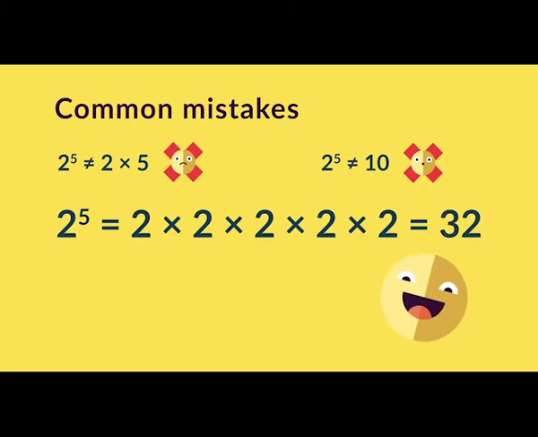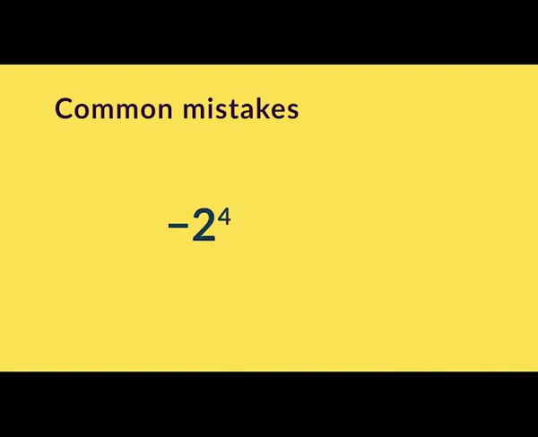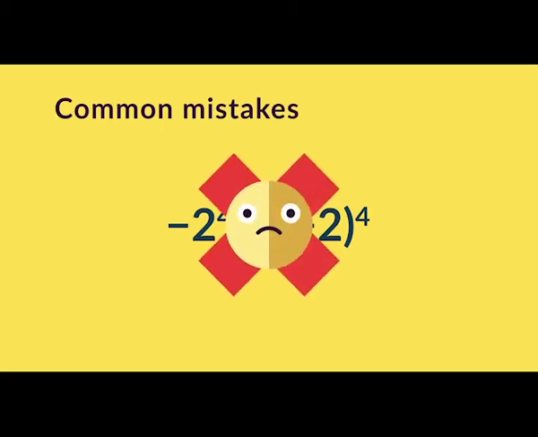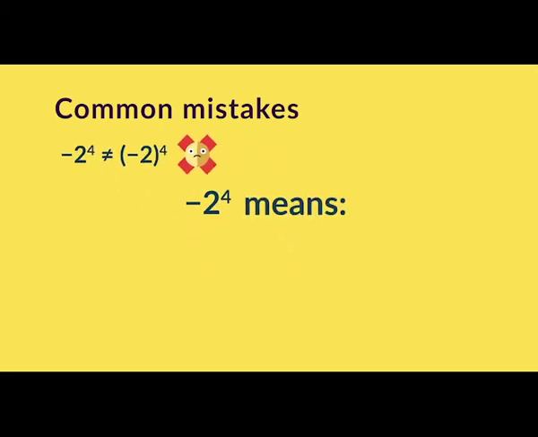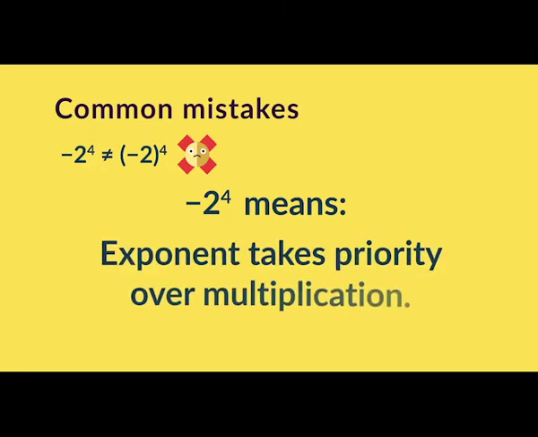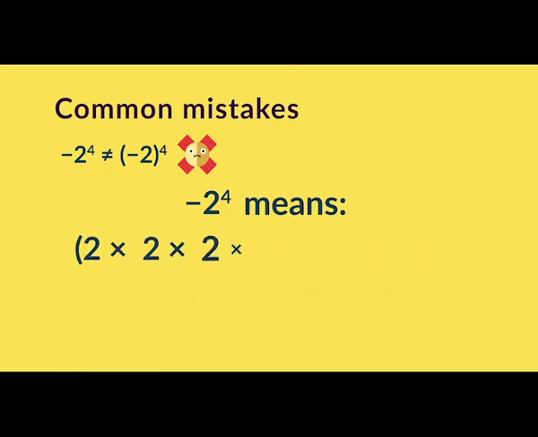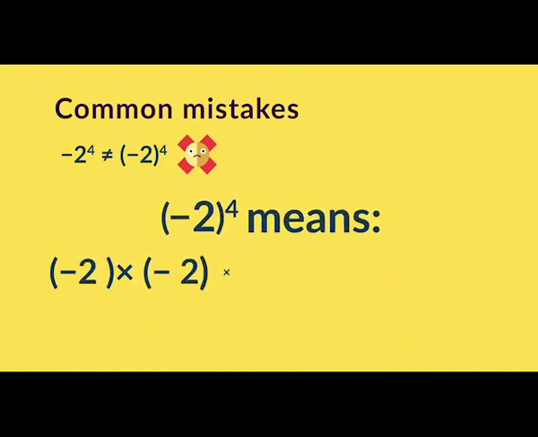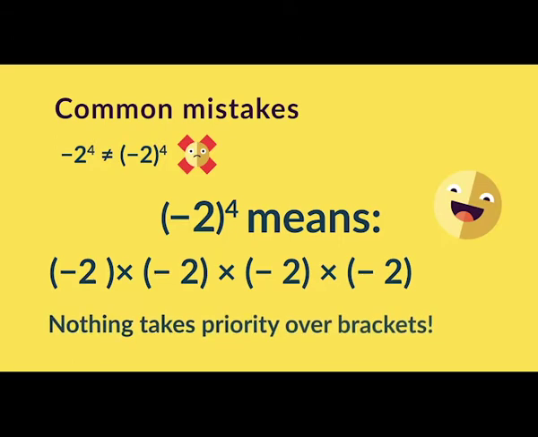Another common mistake is the position of brackets. For example, -2 to the power of 4 is not the same as (-2) in brackets to the power of 4. -2 to the power of 4 would mean we need to raise 2 to the power of 4 before we multiply it by -1, because an exponent takes priority over multiplication in the order of operations. So we would start by multiplying out 2 four times, and then this answer is multiplied by -1 to give -16. If the -2 is in brackets, this means that -2 is multiplied by itself 4 times. Nothing takes priority over brackets in the order of operations, so the answer becomes +16.